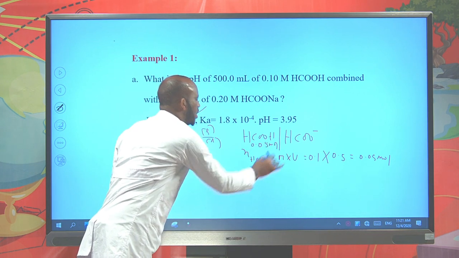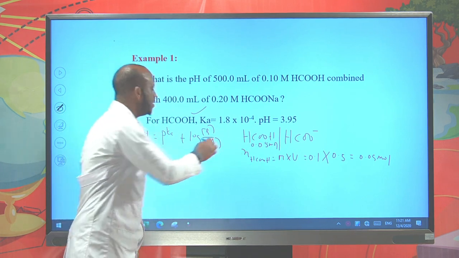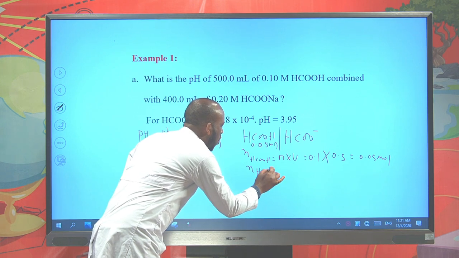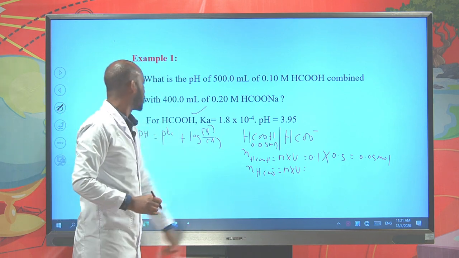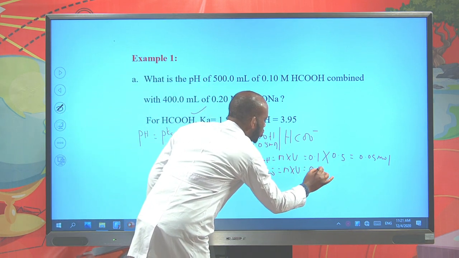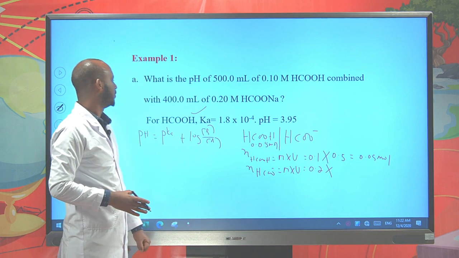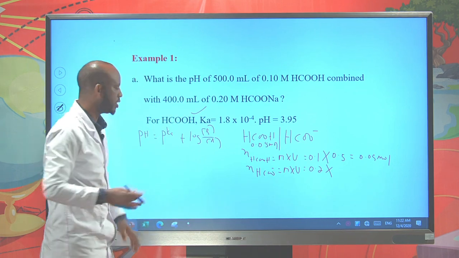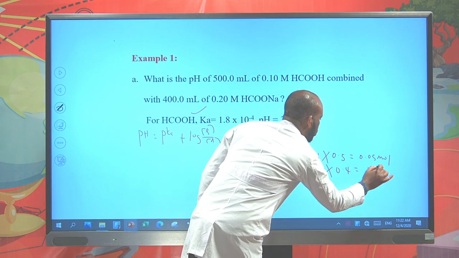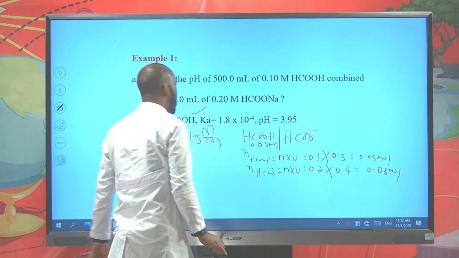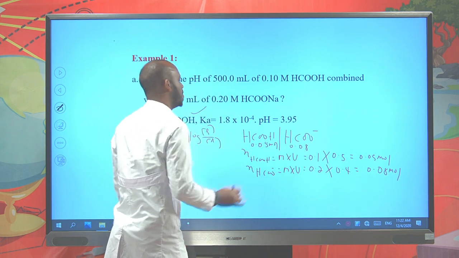The amount of formate ion mixed with formic acid equals the number of moles of formate, HCOO minus, again molarity times volume of the solution. Molarity of formate is 0.2 mole per liter times volume of formate, 400 milliliters. In liters, that is 0.4 liter. This equals 0.08 mol. Now, the amount of formate mixed with formic acid is 0.08 mol.